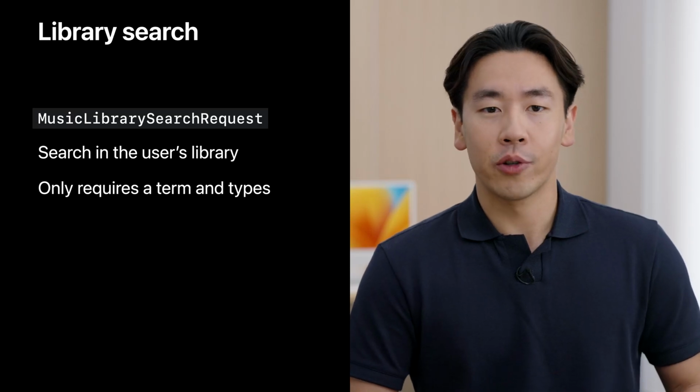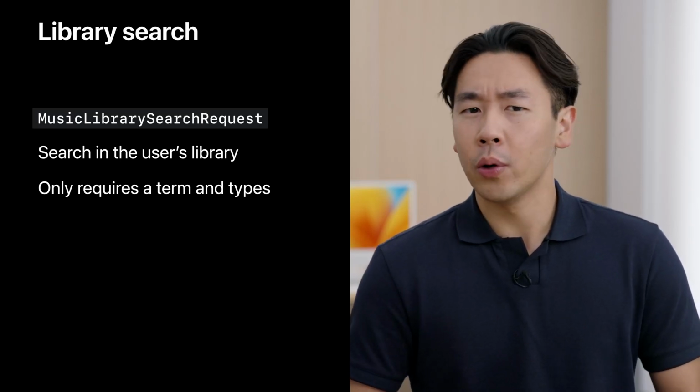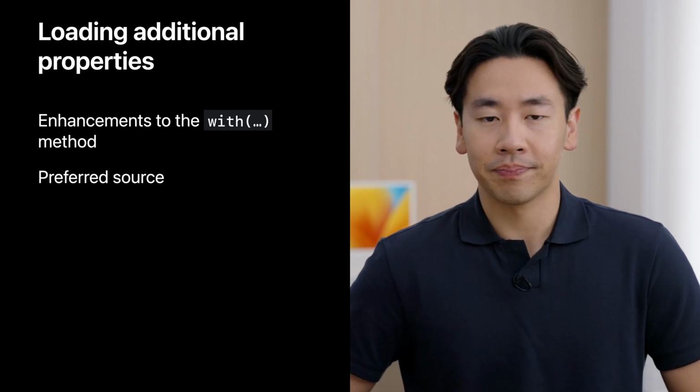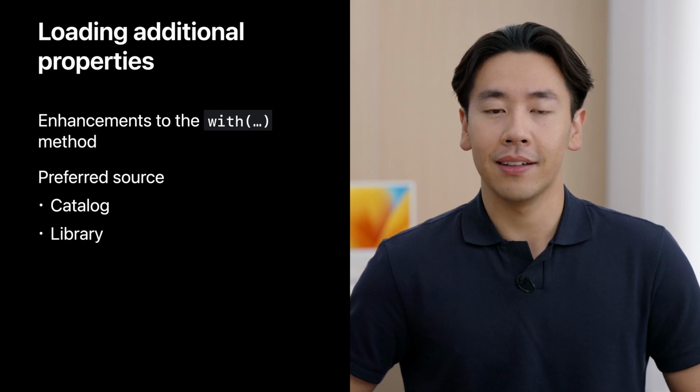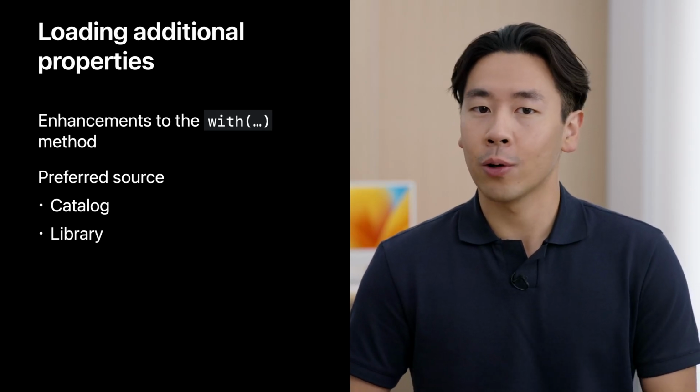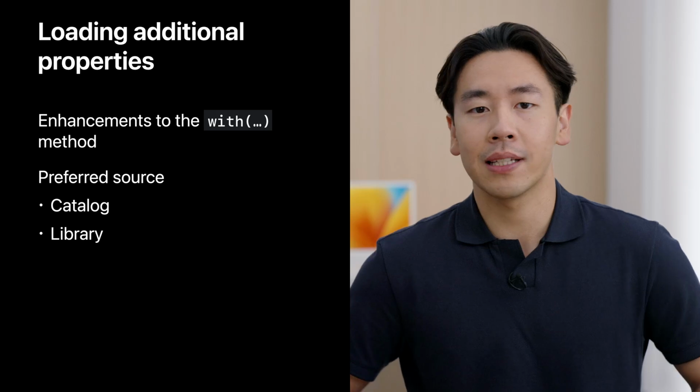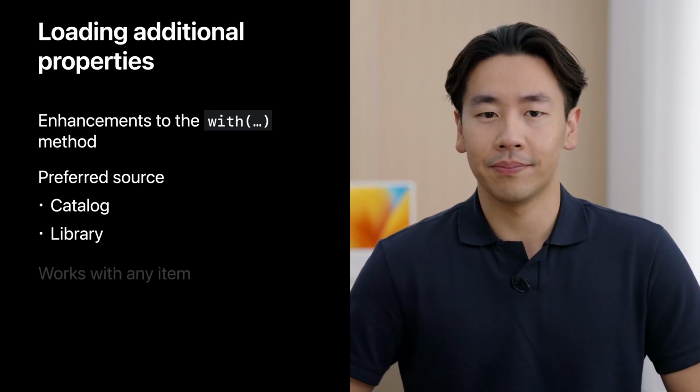Now that we've seen the different ways to retrieve items from the user's library, what about loading extended attributes and relationships? As you may know, the initial release of MusicKit introduced the with method, loading these properties from Apple Music API in a straightforward way. This year, we're augmenting the current with method to also take in a preferred source parameter. This preferred source indicates where to load data from for extended attributes and relationships that are available in both the Apple Music catalog and the user's library. And for the properties that only live in either the catalog or the library, they will still be fetched regardless of the preferred source to make sure nothing is ignored.